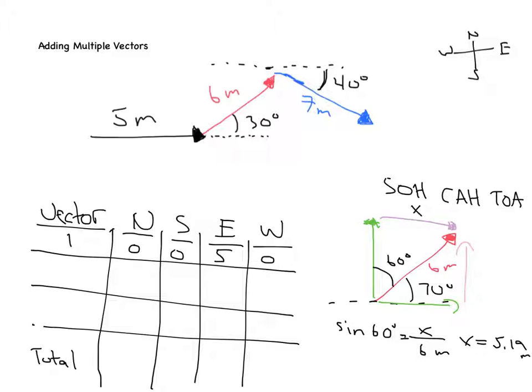So then we use cosine of 60 equals y divided by 6 meters. And for this, we get a y of 3 meters. Okay, so we see that for the red vector here, the components are a northward component of 3 meters. So I'm going to do vector 2 in my table, and it's got a north component of 3 meters. It's got 0 in the south because it's not in the south direction. And then it's got a component in the east direction, 5.19 meters, and then 0 in the west.